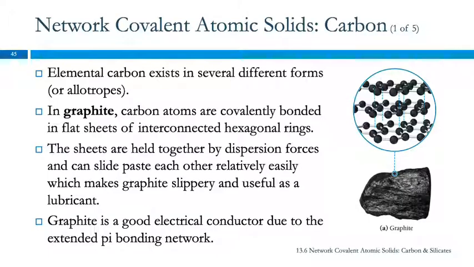Let's talk about network covalent solids. Carbon is a very important one. Elemental carbon exists in several different forms. These are called allotropes. The two you might be familiar with are graphite and diamonds.